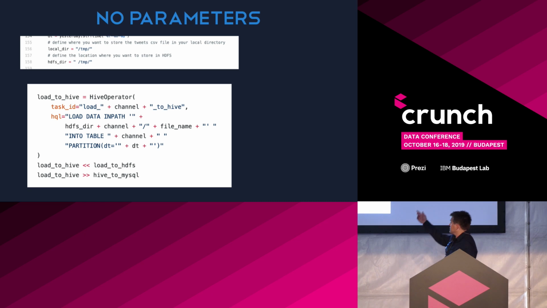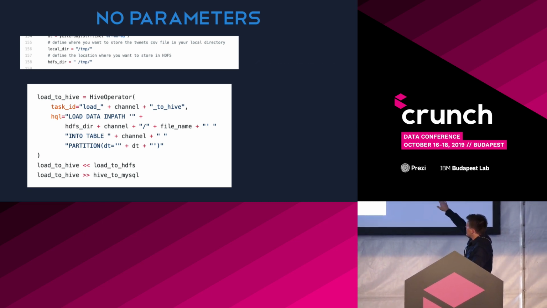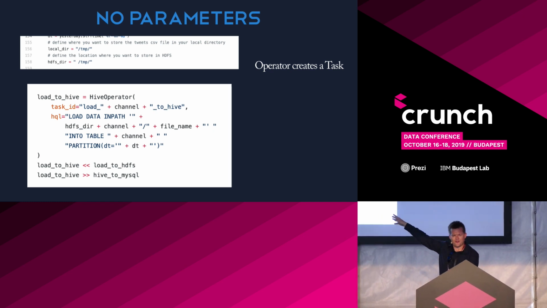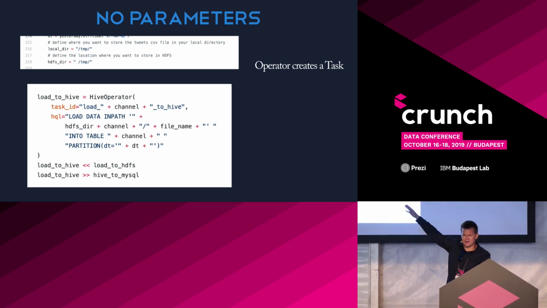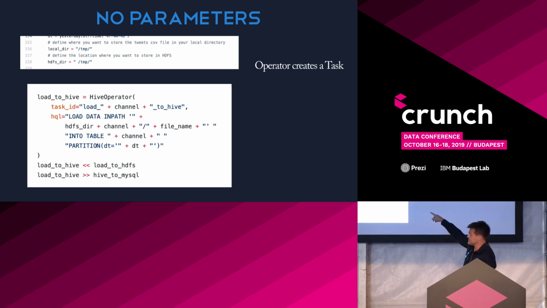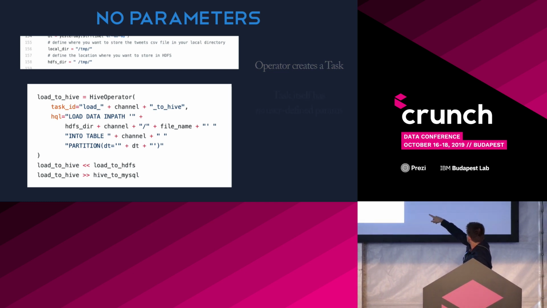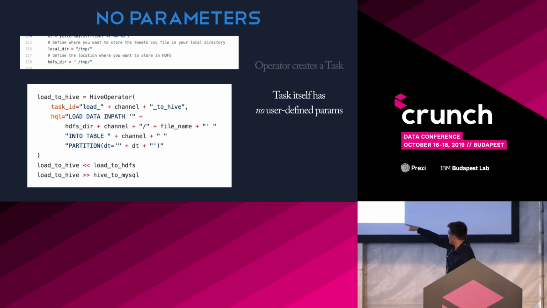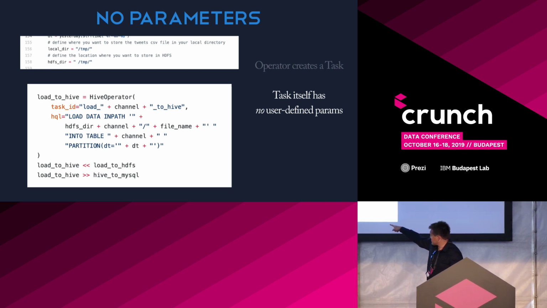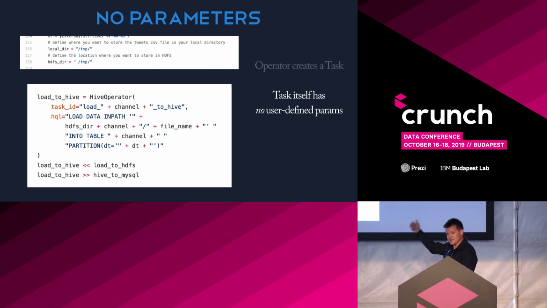So let's dig into this. Airflow tasks are, well, it's a little confusing actually. The Airflow documentation hops between operator, task, and task instance. It's often hard to know what they're actually talking about. But when you create an operator, it actually creates a task. And if you look, the task itself doesn't have any user-defined parameters. So this load-to-HDFS instance right there is effectively a function with no parameters.